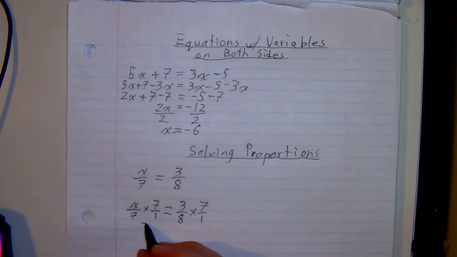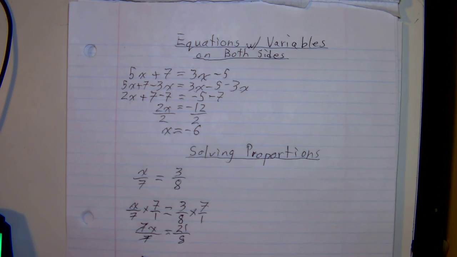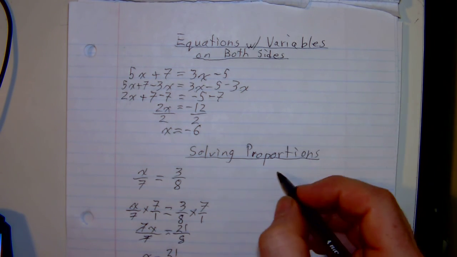Top times top is 7x. Bottom times bottom is 7. 7 divided by 7 is 1. So they cancel out because 1 times x is just x. Over here we have 3 times 7, which is 21. 8 times 1, which is 8. And so we end up with x equals 21 eighths. So that's one way to solve it.